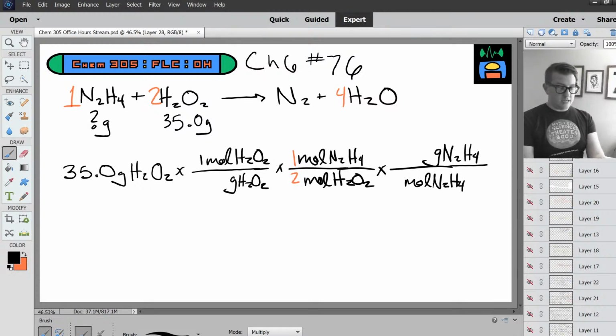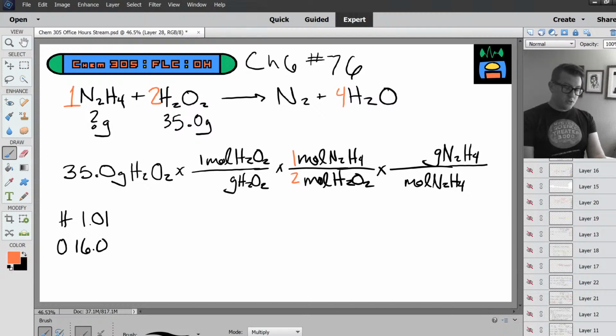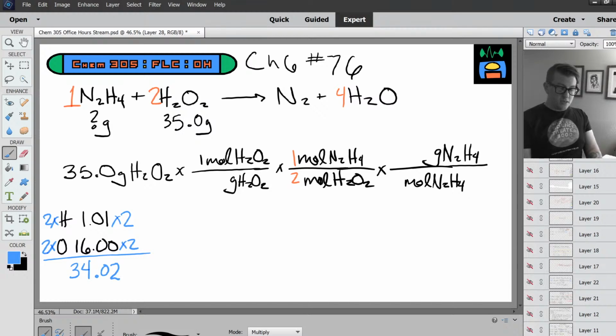We just need to calculate the molecular weights of each compound. So hydrogen has an atomic mass of 1.01. Oxygen has an atomic mass of 16.00. There are 2 of each of these in 1 molecule of hydrogen peroxide. So now we can crunch our numbers. 1.01 times 2 plus 16 times 2 gives us a molecular mass of 34.02.